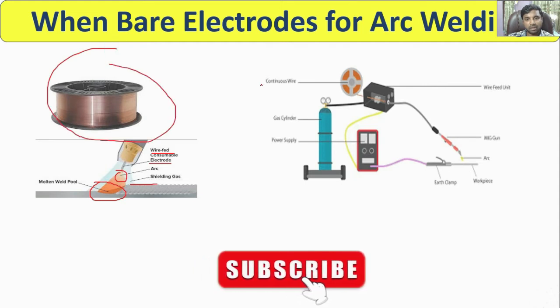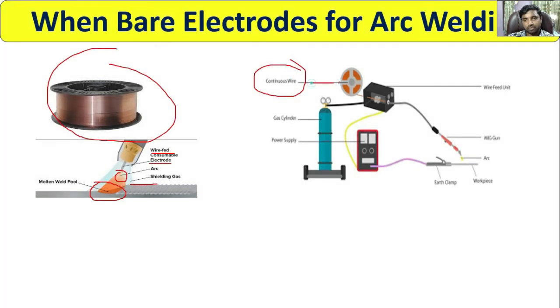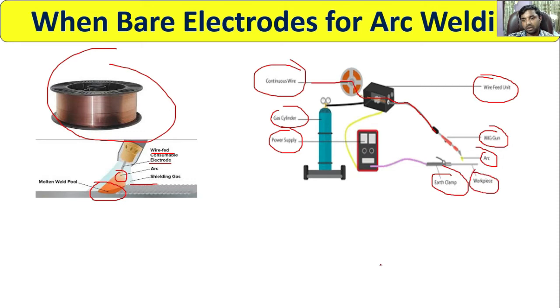You can say continuous wire is there. The feeding from here is continuously going like this. This is the gas cylinder. This is the power supply. This is the wire feed unit. This is the MIG gun. This is the arc, this is the arc clamp, and this is the workpiece. These are the basic requirements of MIG welding.